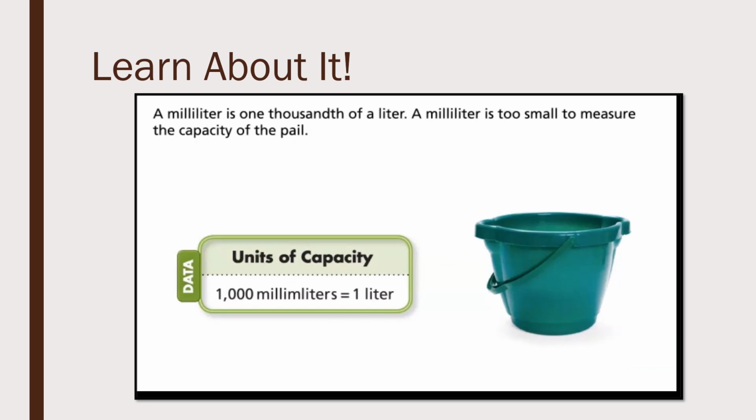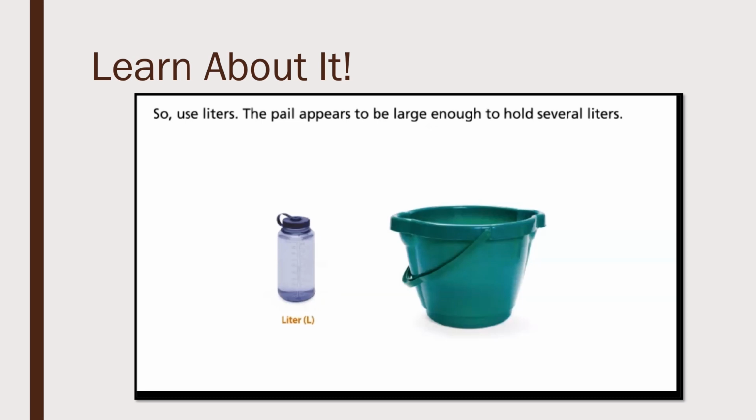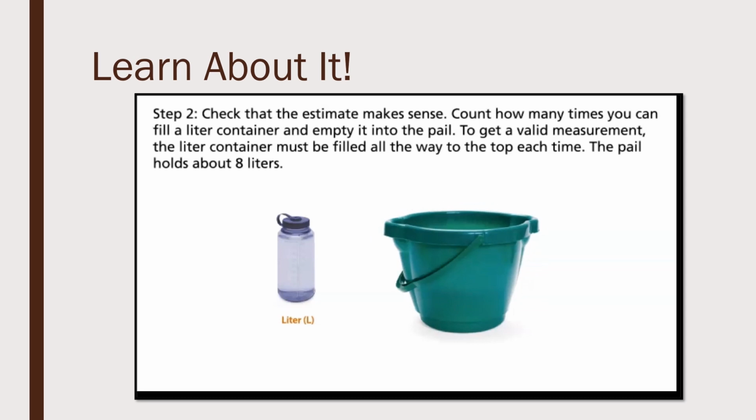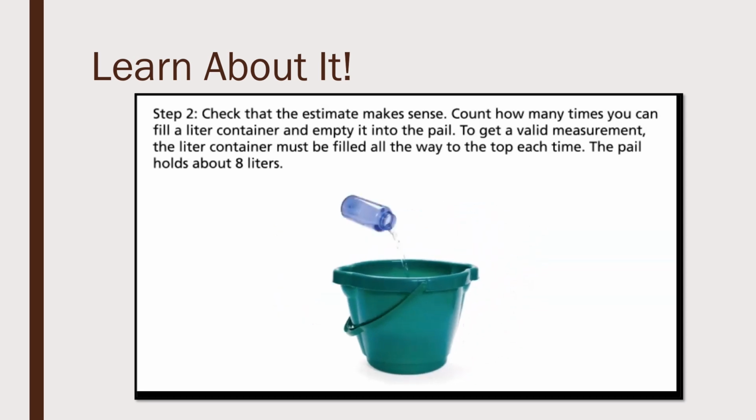A milliliter is 1,000th of a liter. A milliliter is too small to measure the capacity of the pail. So use liters. The pail appears to be large enough to hold several liters. Step 2. Check that the estimate makes sense. Count how many times you can fill a liter container and empty it into the pail. To get a valid measurement, the liter container must be filled all the way to the top each time. The pail holds about 8 liters.